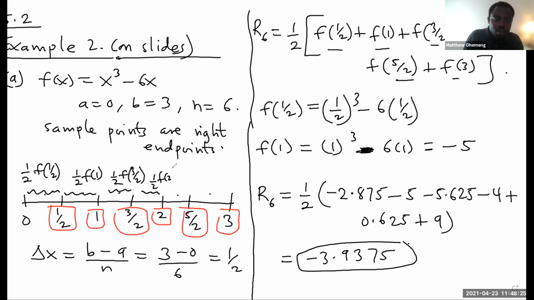For the fourth one, is half times what? F of 2. For the next one, is half times what? F of 5 over 2. And then for the last one, is half times what? F of 3. So this half is always there for each of the terms. So I'm just factoring it out so that I don't have to write half f of 2, half f of 1, half f of 3, and so on.